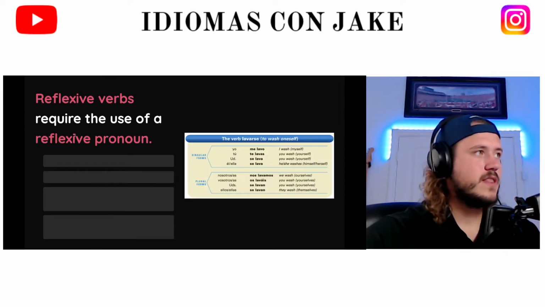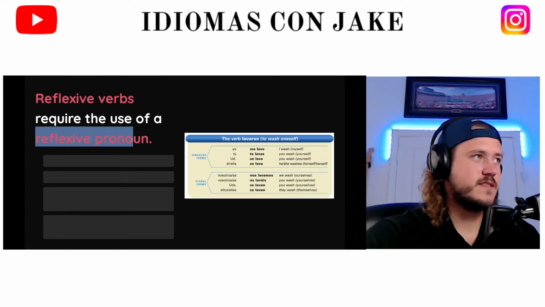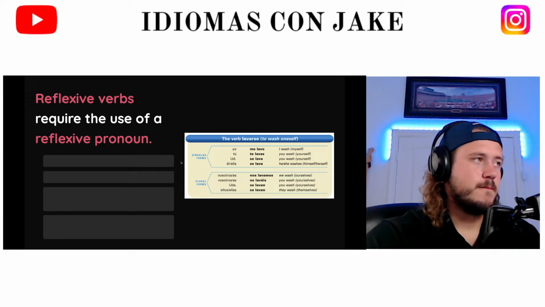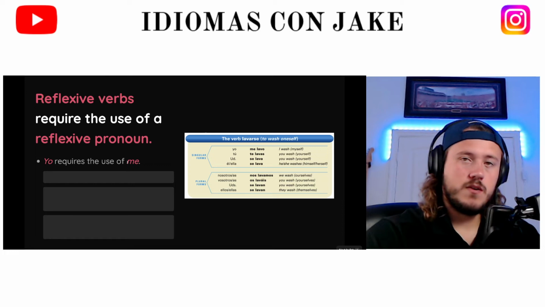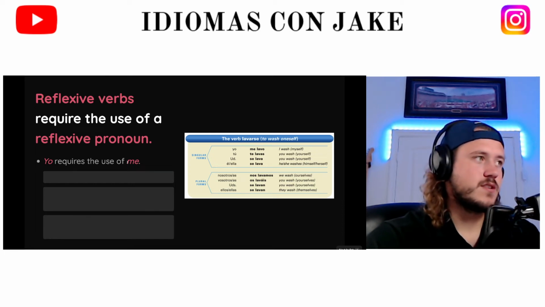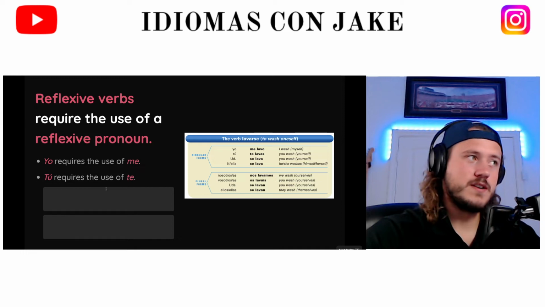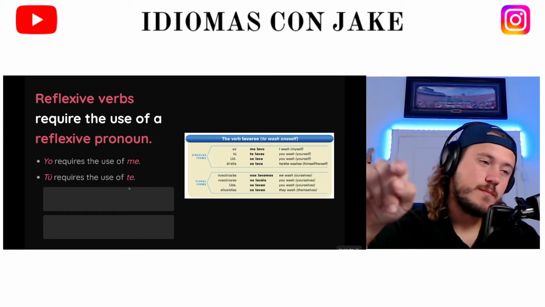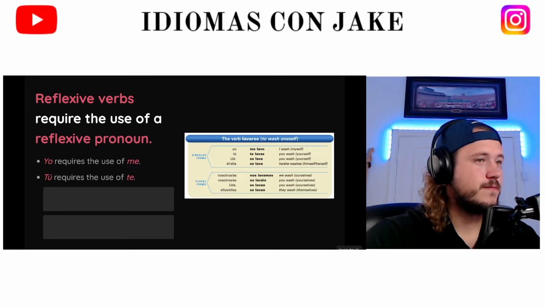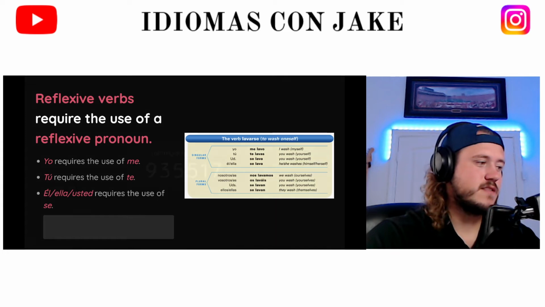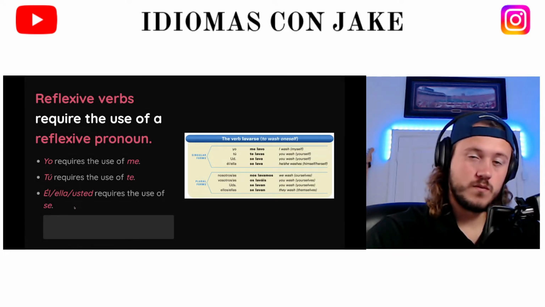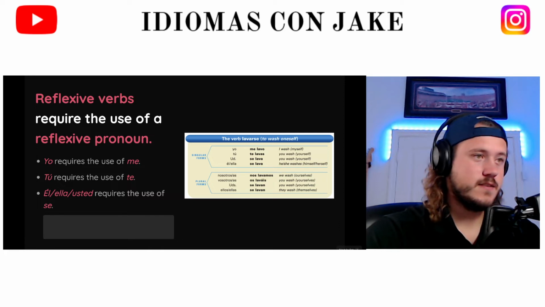A ver. They require the use of something that we call a reflexive pronoun. Yo requires the use of this me. So my reflexive pronoun is what tells me who is receiving the action. Okay, so when I have this me lavo, it says that I'm the one receiving the action. All right? Tu requires the use of te. It says that you are the person receiving the action. El, ella, usted requires the use of this se as a reflexive pronoun. Means that el, ella, usted is the person receiving the action. So he, she, or it, or you formal.